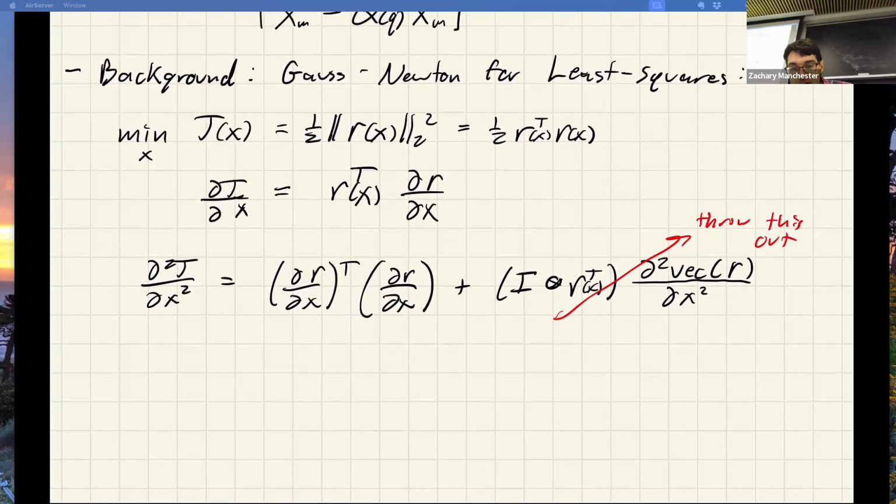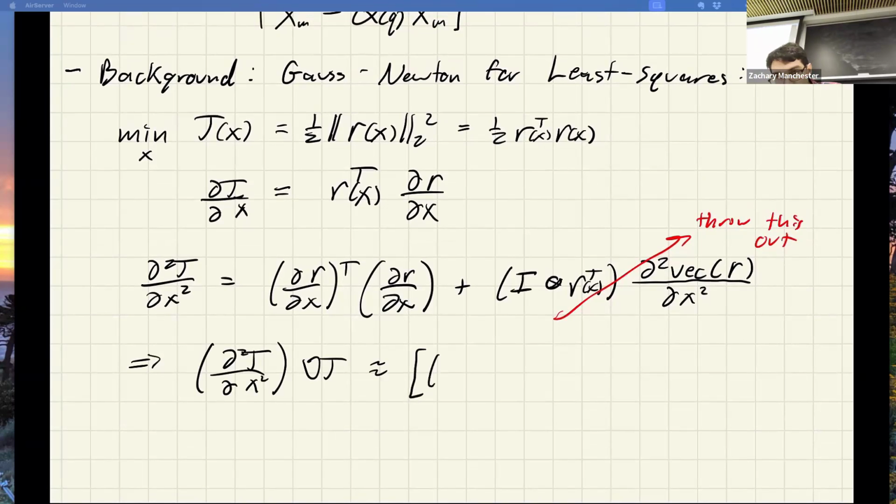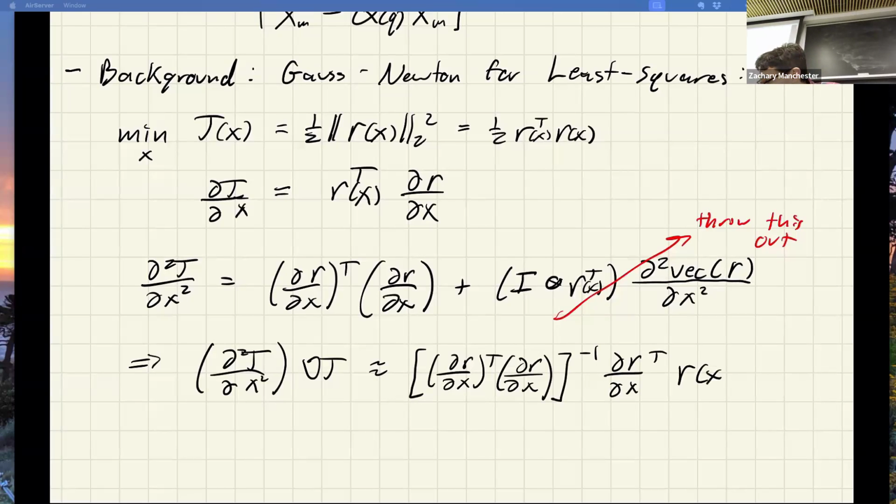And I get the following kind of Newton step. I'm going to approximate that with this Gauss-Newton stuff. So it's going to be dr dx transpose dr dx, inverse, times dr dx transpose times r of x. Okay, that's the whole thing.